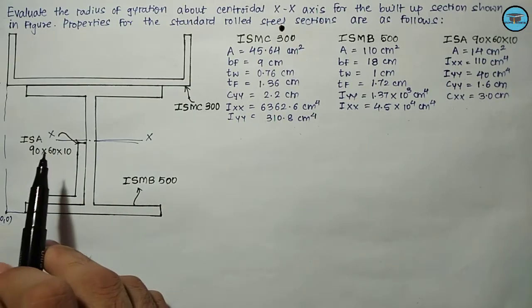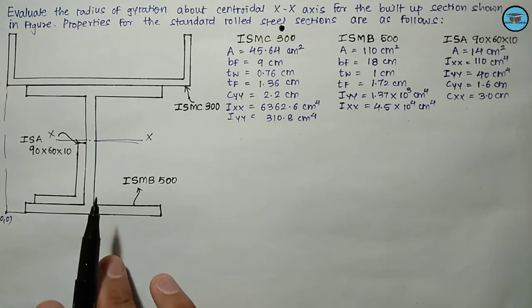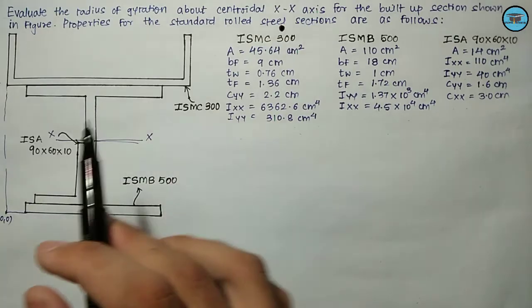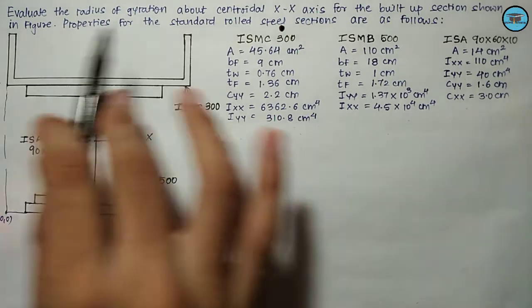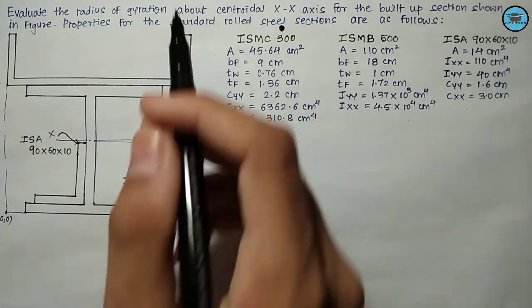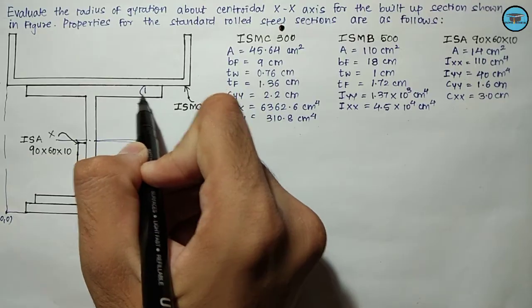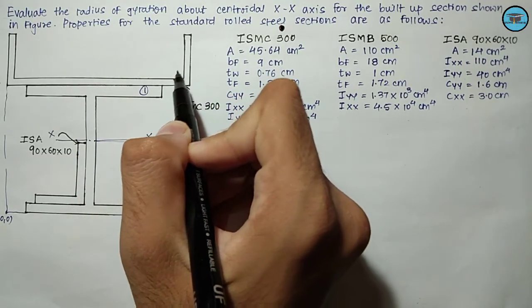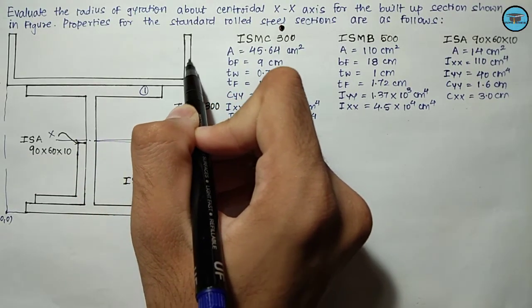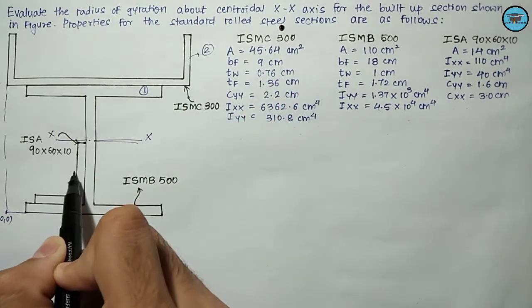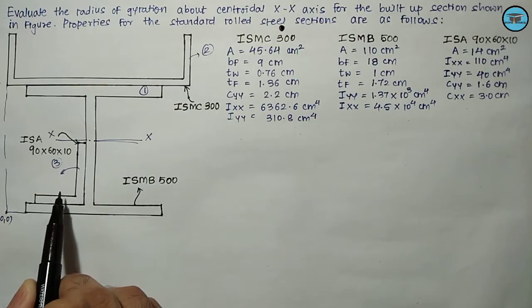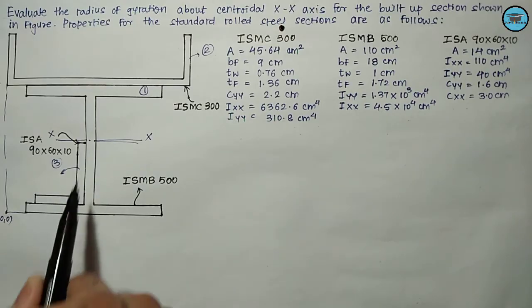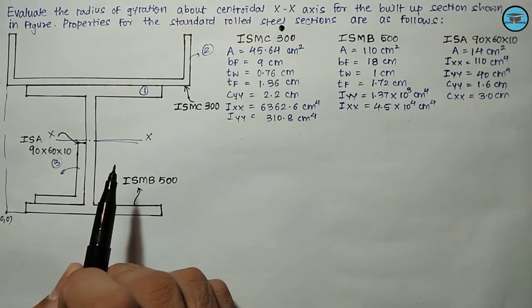Now we need to split this entire built-up section into the standard sections, that is, either channel section, beam section or angle section. So let us split this entire built-up section into the standard sections. Let us consider this as 1, this as 2, and this angle section as 3. We need to locate the centroid with respect to the origin for each of these standard sections.